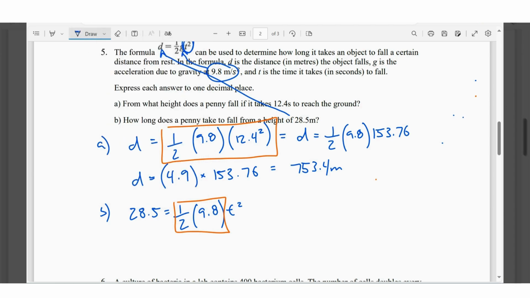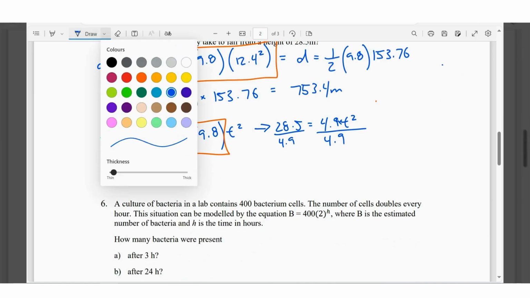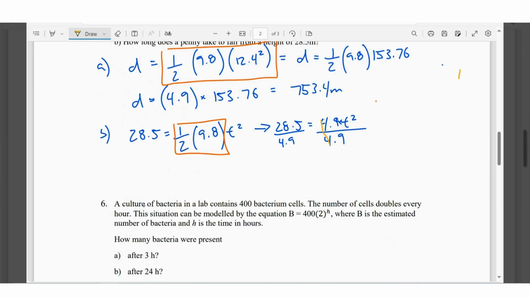In our last one, I think we did that. We had 28.5 equals a half of 9.8, which is 4.9, times t squared. We want the t by itself. It's currently being multiplied, there's a little invisible multiplication there. So we want to divide by 4.9 to get the t by itself. What we do to one side, we have to do to the other. Let me scroll up. So now this becomes a 1.